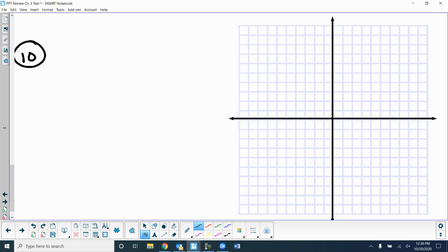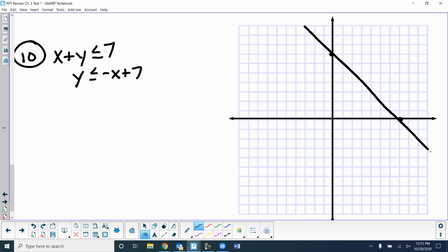Number 10. X plus y less than or equal to 7. Subtract the x. So go over to 7. 1, 2, 3, 4, 5, 6, 7. Negative 1 again, so I'm going to go down 7 and over 7. Solid because it had the equal to.